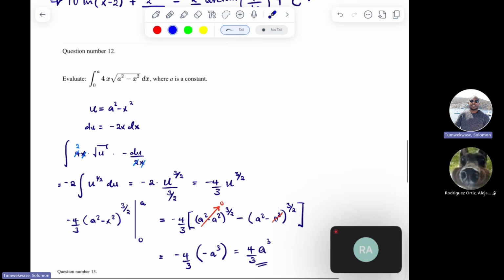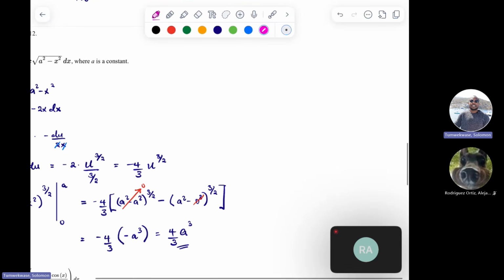Okay, that is one choice you can make. In the future, you might find that the final answer you have in u is easier to work with compared to when you change back to the variable x. So you need to know how to change the limits. So alternatively, change limits.